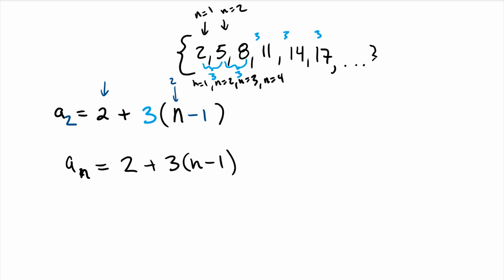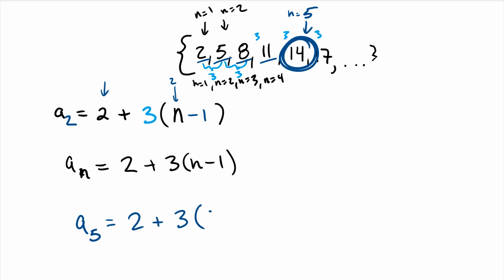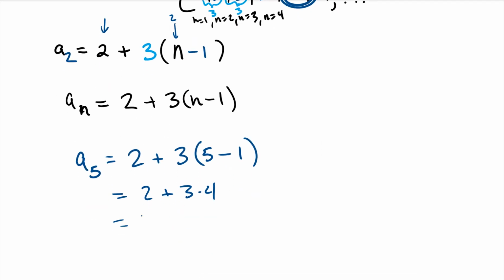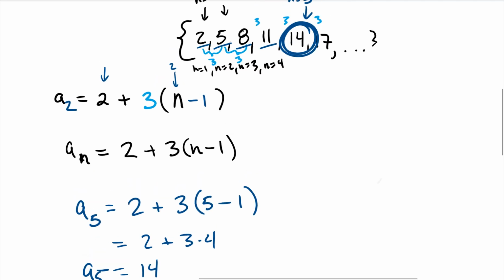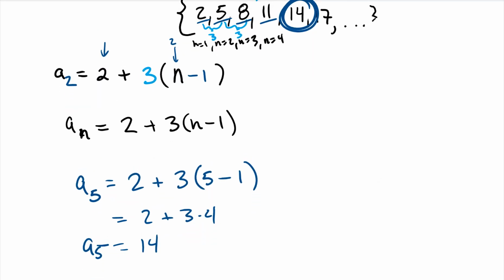We got to get in there and try it ourselves. But if you check this thing out, let's plug in any number. Let's say a sub 5. That's 1, 2, 3, 4, and 5. 14 is the 5th term, right? That's n equals 5. So we'd say it's 2 plus 3 times 5 minus 1. So that's 2 plus 3 times 4. What's that? 14 is a sub 5. We got it. So there's a direct algebraic relation that we can come up with.